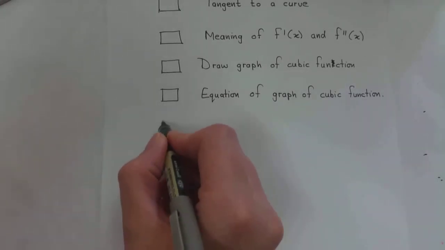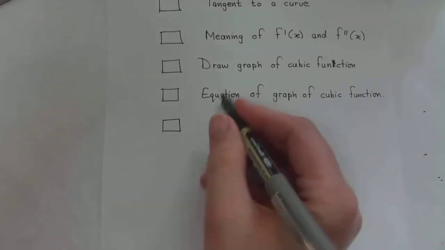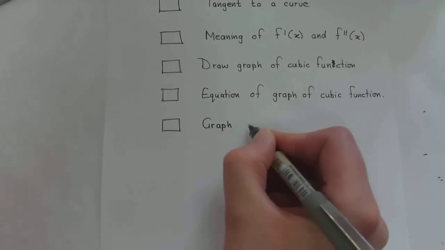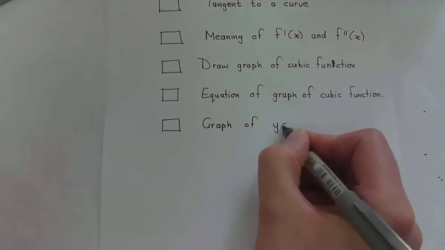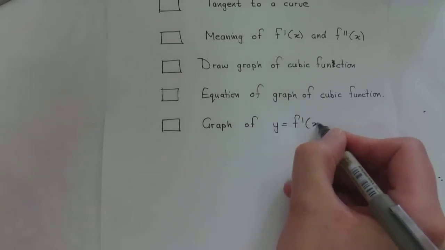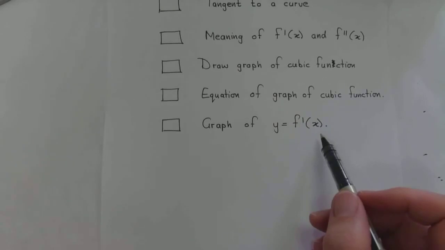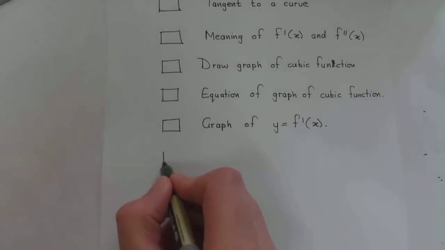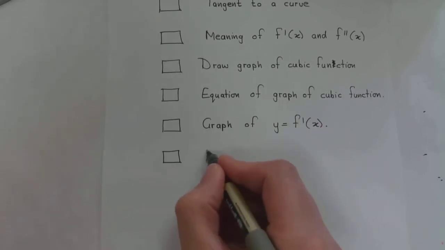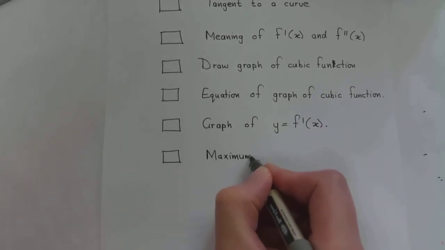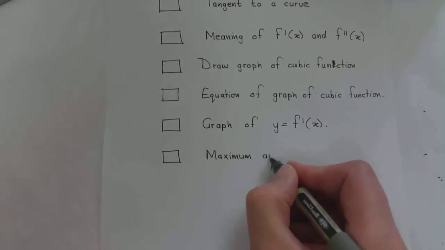Then after that, we looked at the graph of the derivative. That one is pretty tricky, but just maybe go and watch the video again. Like I said, sometimes you need to watch it a couple of times in order for it to sink in. And then the stuff that we've done today and in the previous video, which is maximum and minimum or optimization.